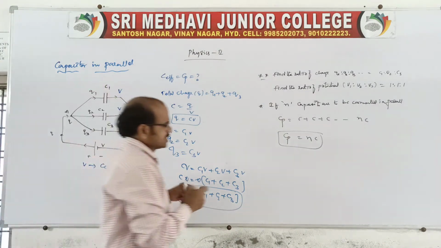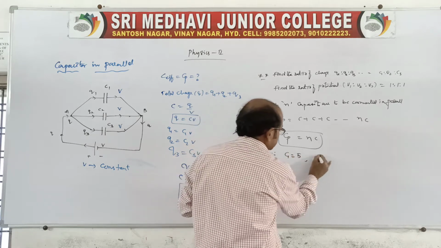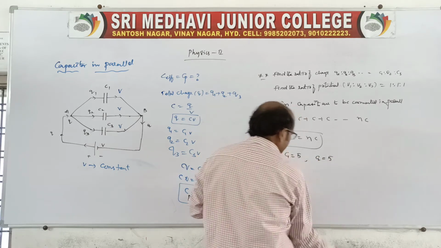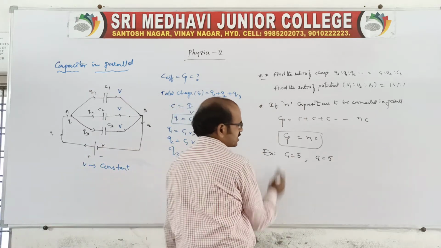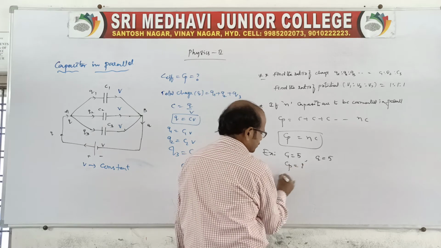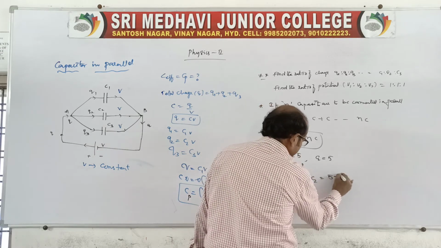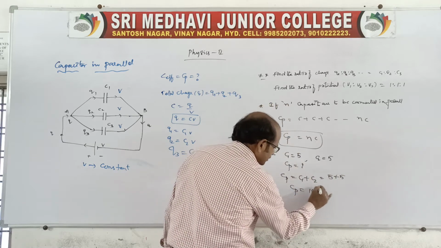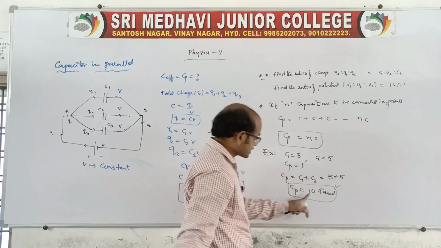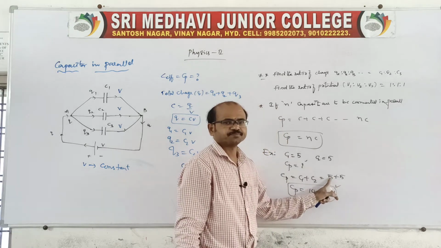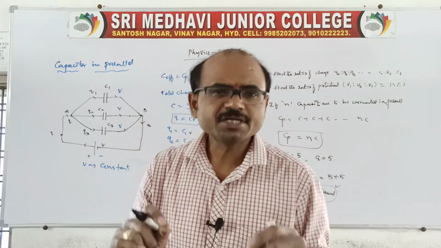I'll tell you one thing. Suppose take one example problem, C1 is equal to 5 and C2 is equal to 5, connected in parallel combination, then find the effective capacitance. So Cp is equal to C1 plus C2, of course 5 plus 5. So Cp will be 10 farad. So we can call the effective capacitance is greater than the individual capacitance, which is very important. This is the point we should remember.